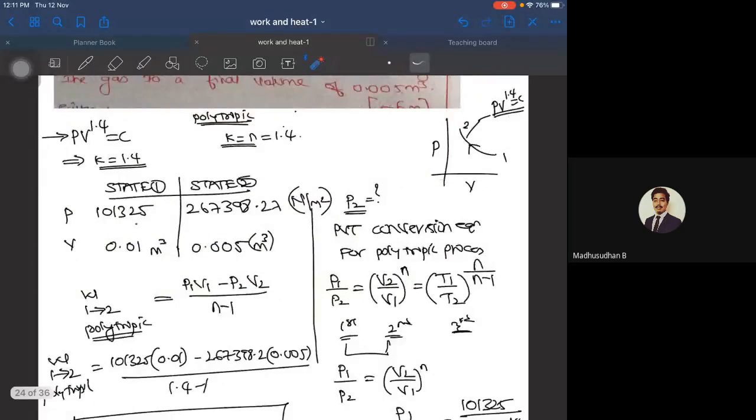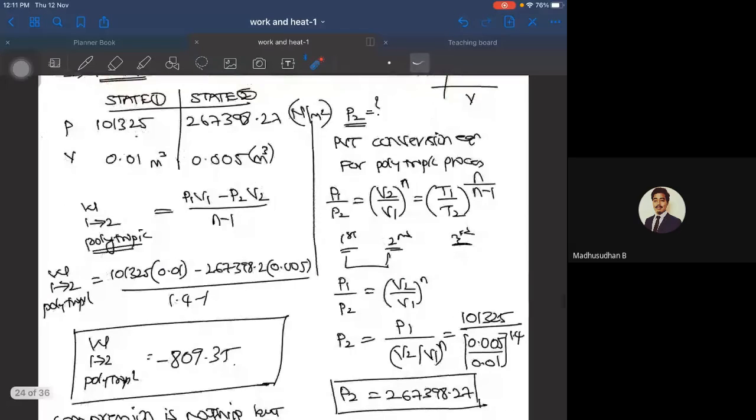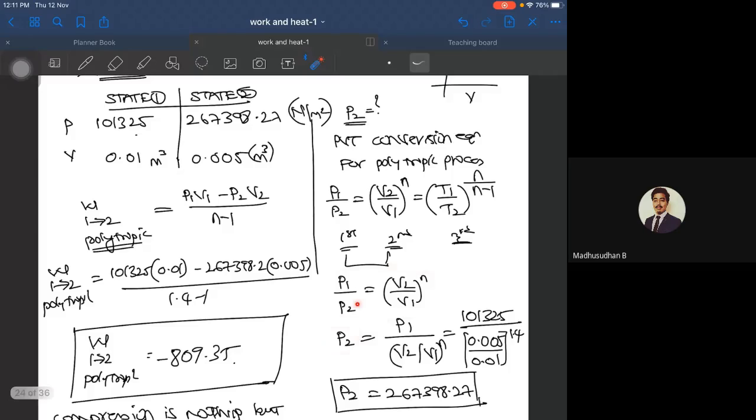So equate the first and second states to find the value of P2. Transfer this to the other side. You know the values of P1 and V1, substitute them, and the P2 value can be calculated. Once P2 is calculated, there is no difficulty in calculating the polytropic work done, which is (P1V1 minus P2V2) divided by (n minus 1). Substitute the values to get the polytropic work from 1 to 2, which is negative 8.809.35.